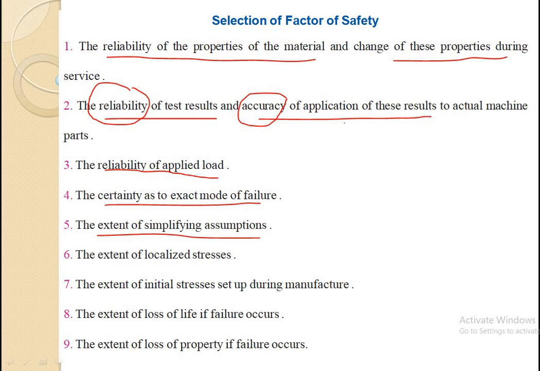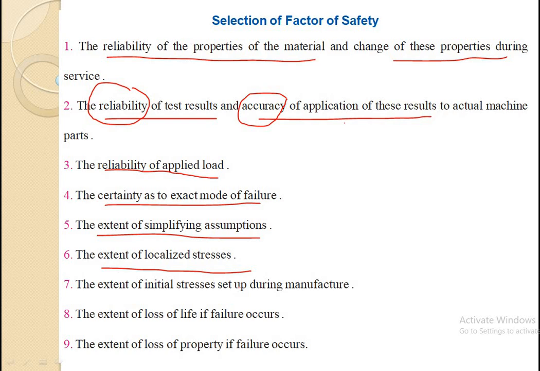The sixth parameter is the extent of localized stresses. Localized stress means stress concentration, meaning at a particular point, what is the intensity of that stress which is going to be induced at that particular point when any component is subjected to the application. What is the extent, what is the intensity of the localized stresses?